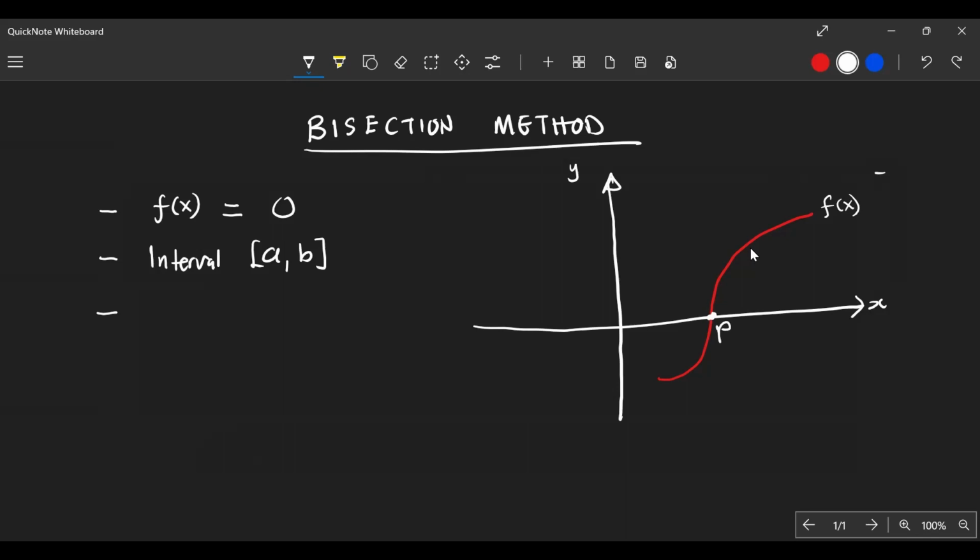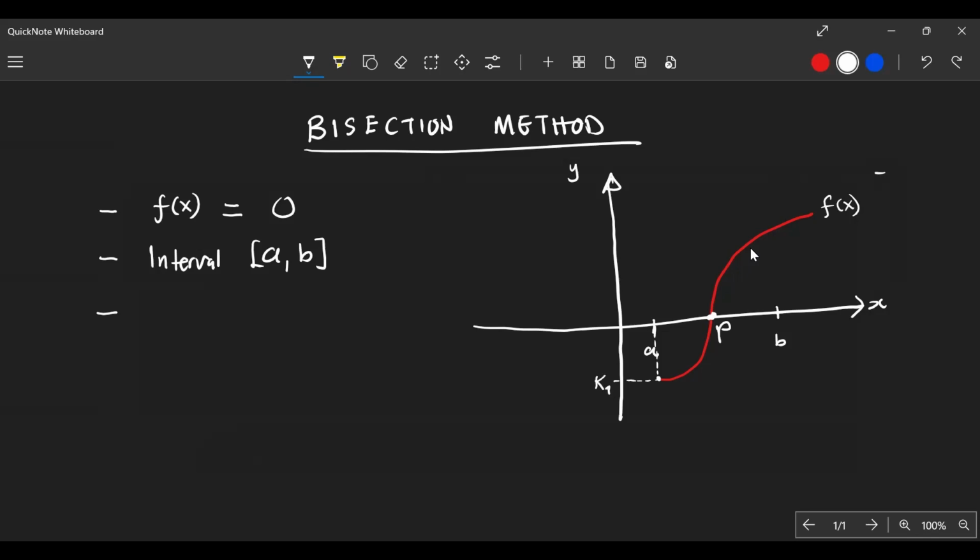That P lies in the interval from A to somewhere B. We know this, right? And if you notice, this A has a corresponding value of the function. If you substitute A in the function, you're going to get some value, which I would say is K1.